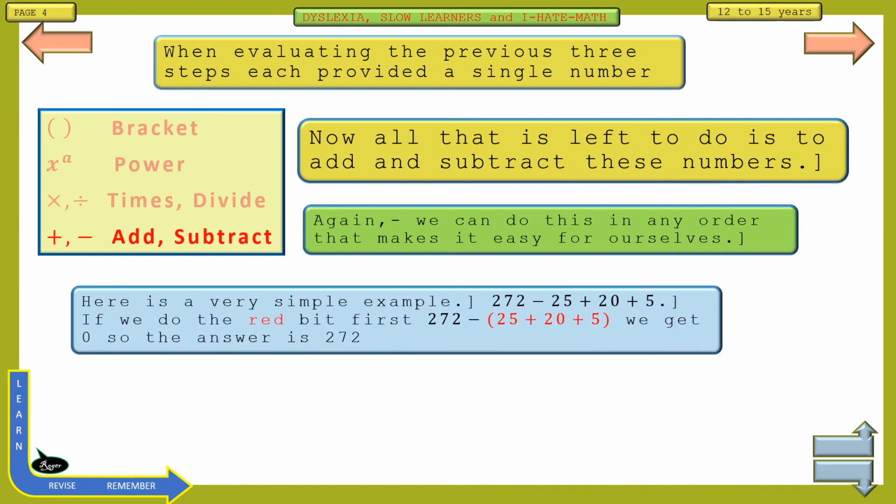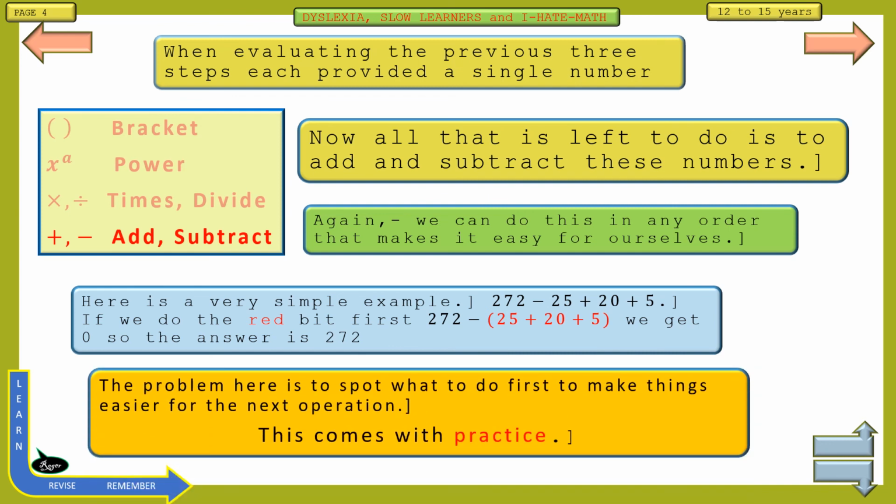Here is a very simple example. 272 minus 25 plus 20 plus 5. If we do the red bit first, we get 0. So the answer is 272. That's just 272 minus 0. The problem here is to spot what to do first to make things easier for the next operation. This comes with practice.